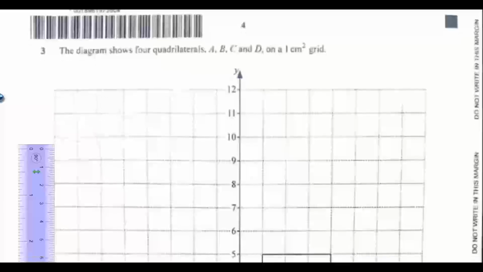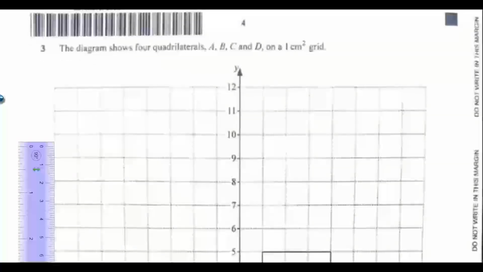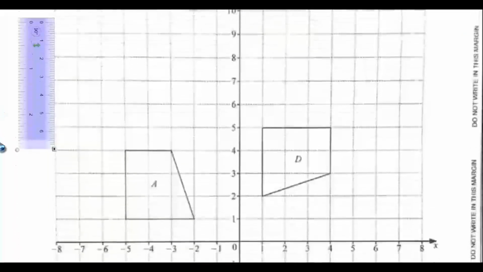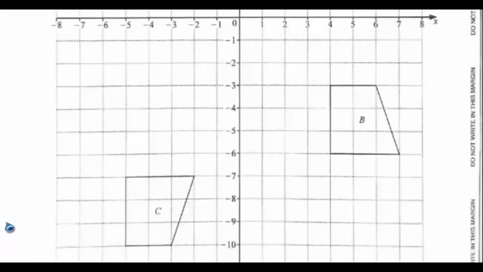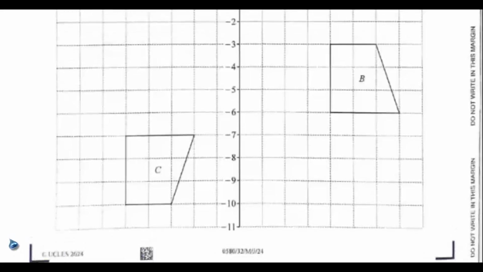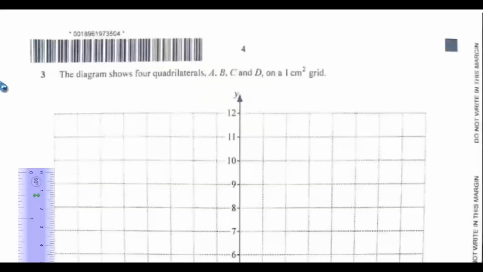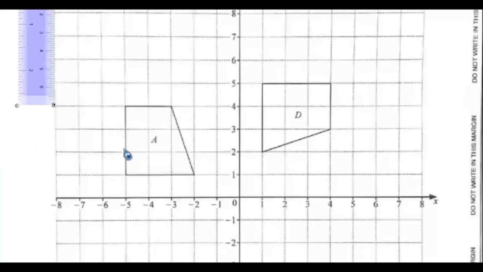So the third question is on transformation. The diagram shows 4 quadrilaterals A, B, C, and D on a 1 centimeter squared grid, as you can see here. Write down the mathematical name of quadrilateral A. So let's see A. This is a trapezium.